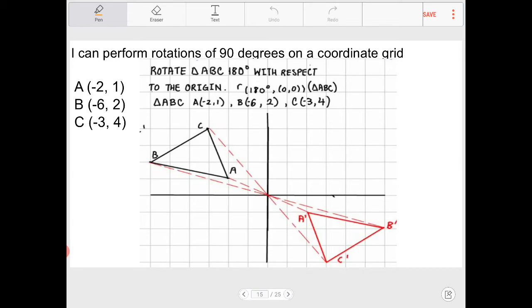So a rotation of 180 degrees, one can actually think of it as a point rotation or point reflection, where the object is on the other side of that point, but flipped. And here are the coordinates after the translation, after the rotation.